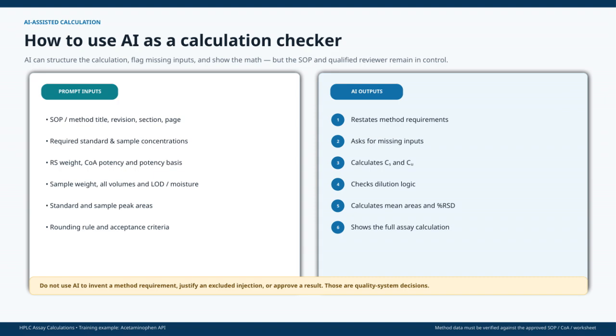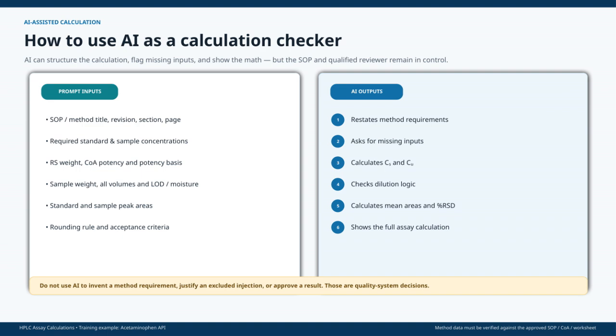In response, the AI outputs several key steps. It restates the method requirements, asks for any missing inputs, calculates concentration CS and CU, checks dilution logic, computes mean areas and percent relative standard deviation, and finally, shows the full assay calculation.